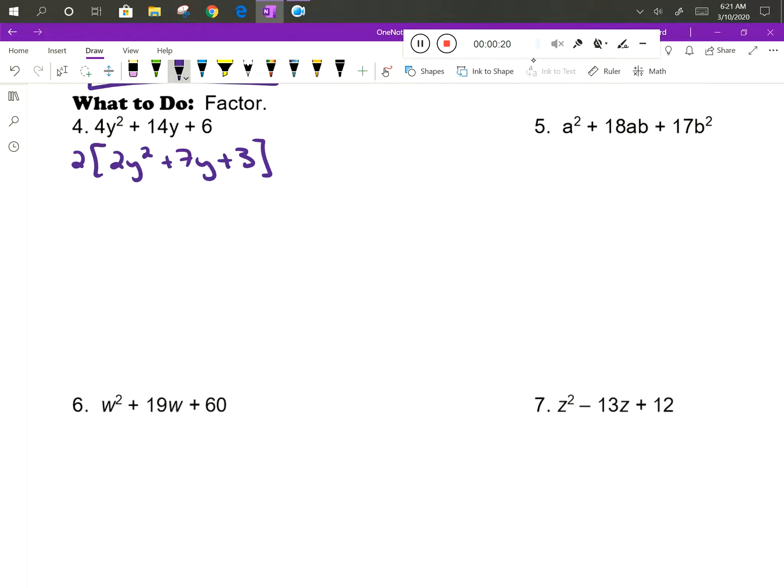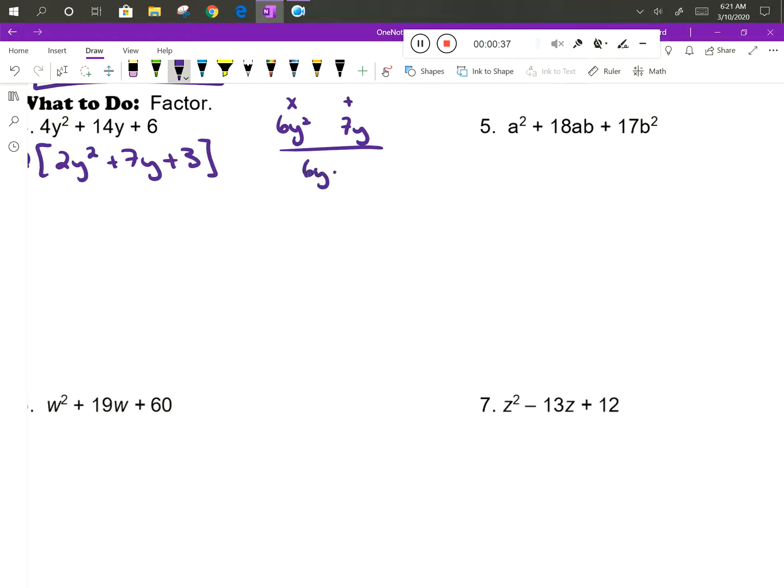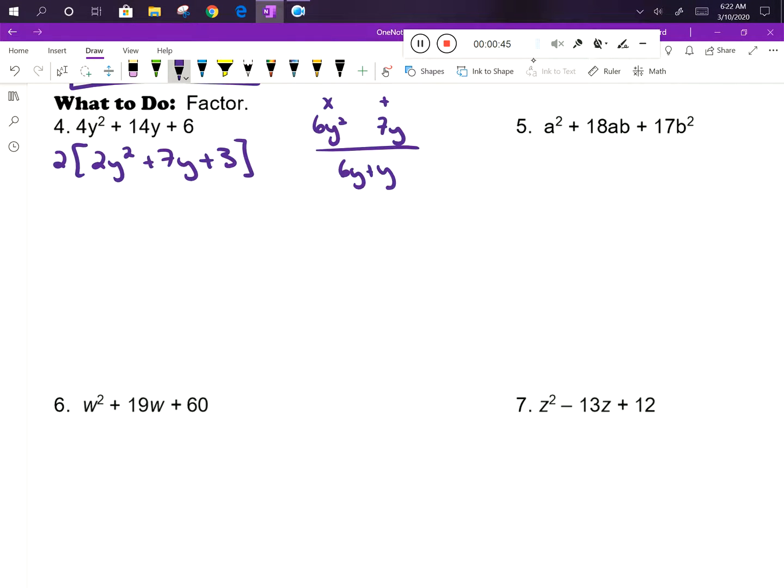So remember, we multiplied the first term of 2y squared by the last term, which is 3. So we're looking for two things that multiply to make 6y squared, and those two things add to make 7y. Well, when we look at that, we can see 6y times y would be 6y squared, and 6y plus y is 7y. So that's how we're going to split that middle term. So let's do that. We have 2y squared plus 6y plus y plus 3.